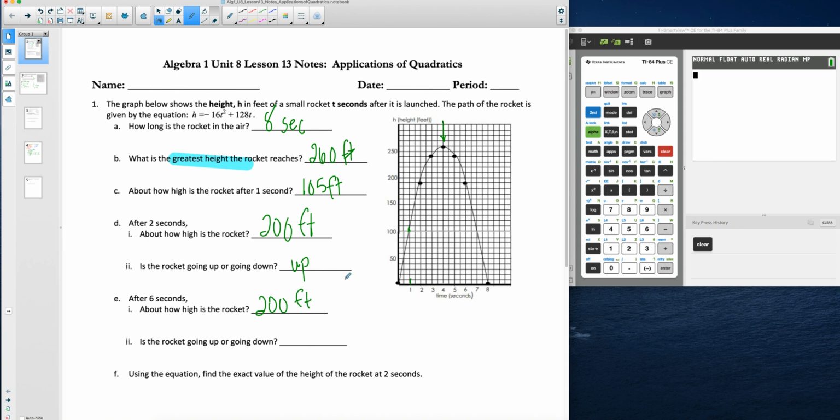And is the rocket going up or down? Well, we've passed the vertex, right? So now that rocket is definitely on its way down.